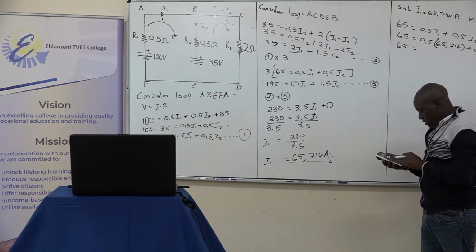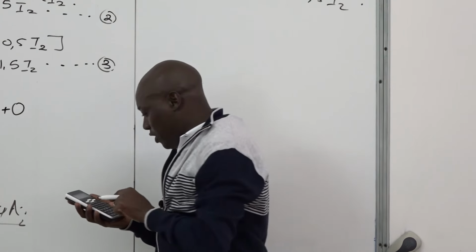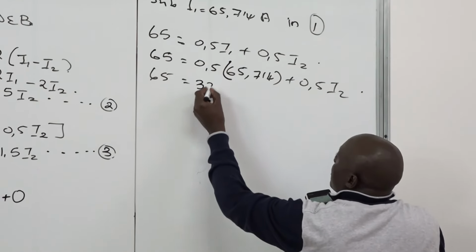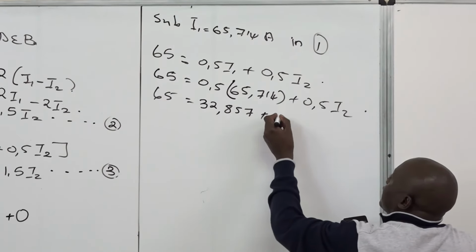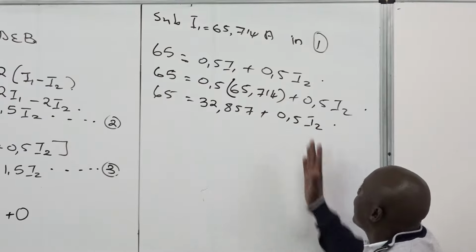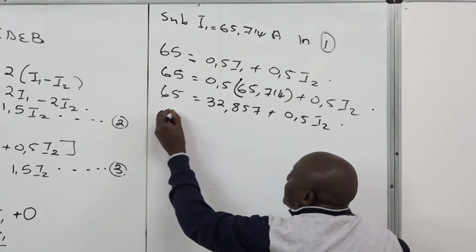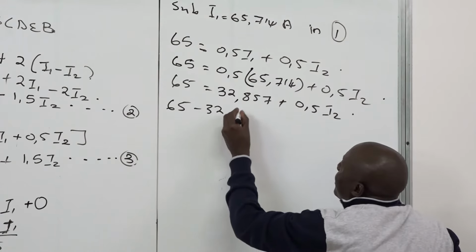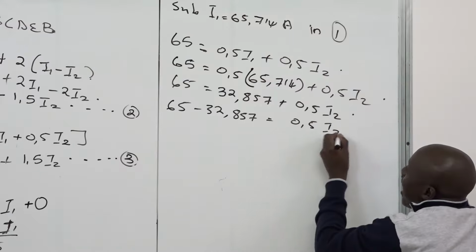0.5 multiplied by 65.714, and see what the value is going to be. The value of that is going to be 32.857 plus 0.5 I2. Now I still need to group the like terms together, which is 65 minus 32.857, which equals 0.5 I2.